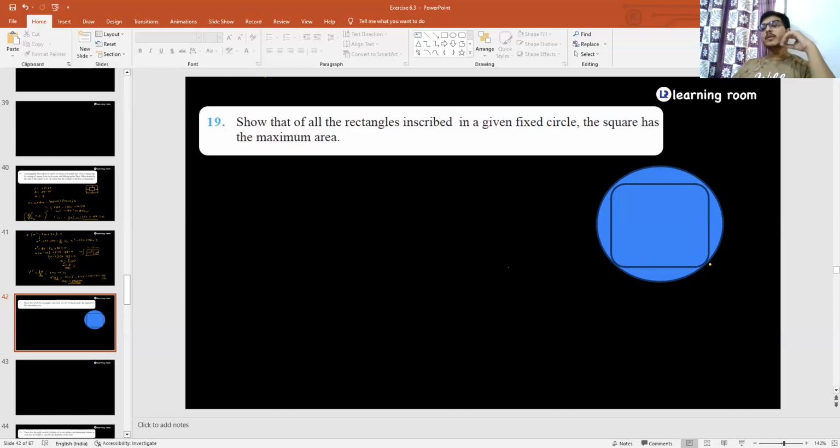But whatever shape you provide inside it, that should have the maximum area that can be inserted in it. Can you guess this? I'll be giving you some kind of hint. So what you do, you take the length. Let's say that this is the diameter, this is B, this is L, and this is A. Radius is A. So can we say that L square plus B square is equal to (2A) whole square? Agree or not?